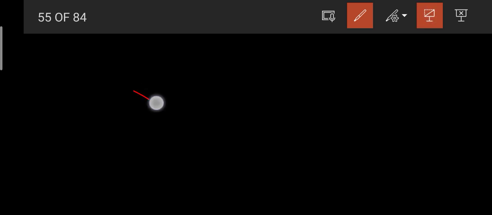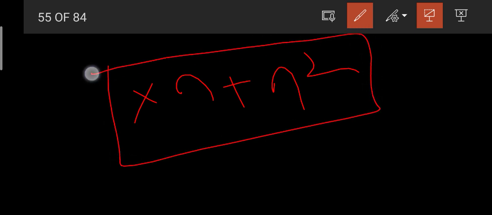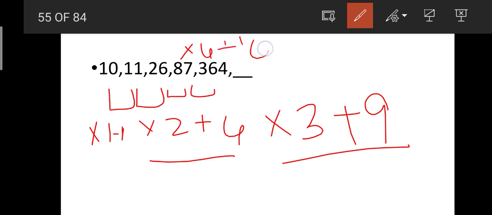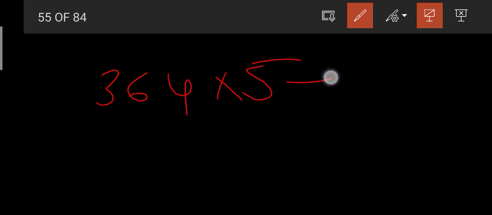This is a very simple logic, that is into n plus n square, which we have discussed in our previous videos. Okay, this is a very simple logic. Into 1 plus 1 and then into 2 plus 4 and then into 3 plus 9 and then here they have multiplied with 4 and then they have added 16. So to get our answer, we should multiply 364 with 5 and then we should add the square of 5, that is 25. Okay, then what will be our answer?